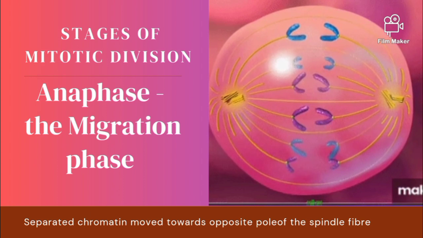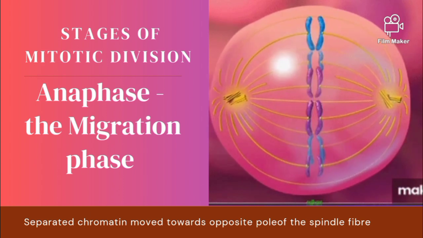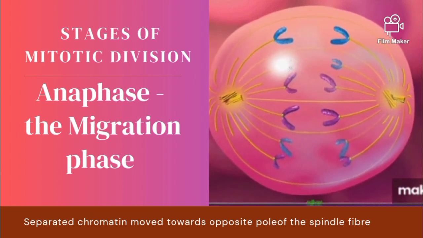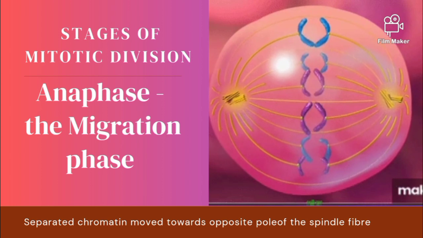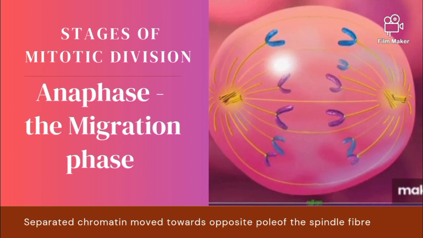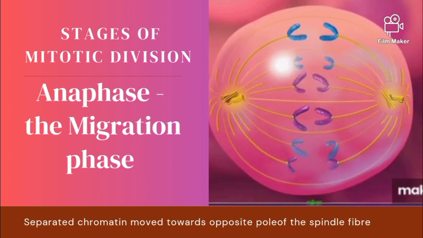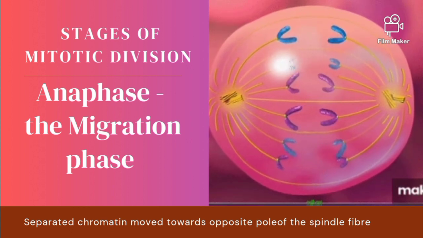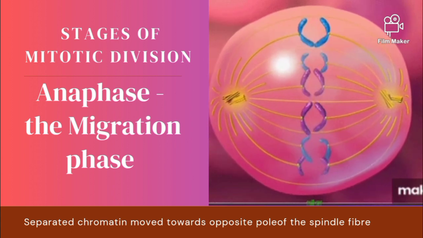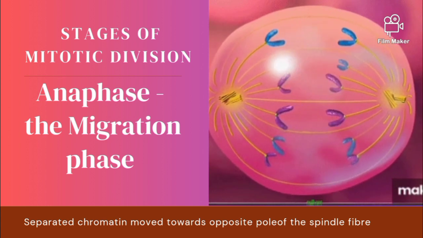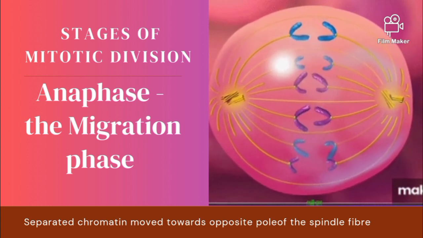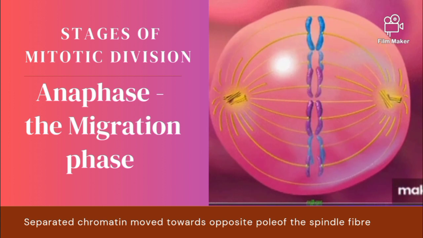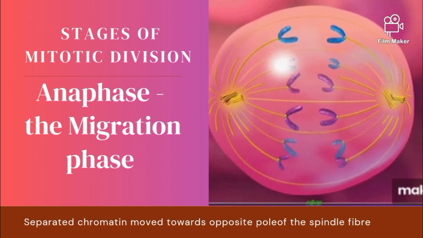The next phase is anaphase. This is the separation and migration stage of the cell division. At early anaphase, the daughter chromosomes detach from the centromere region and migrate to the opposite poles of the cell. And at late anaphase, the chromosomes get to their final destination at the opposite pole.